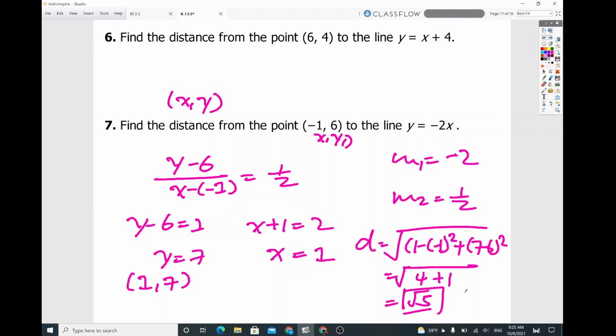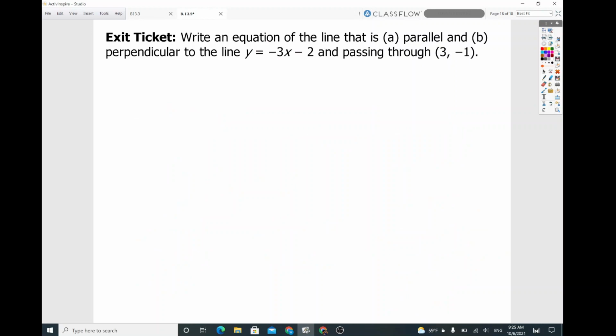For the textbook there's a distance formula from an external point to a line, but there's no need to apply that special formula. So we just want to do it separately. So find a given point first, and then use the distance formula to get that exact same length. So the exit ticket, it's just like what we've been doing. So write an equation of the line that's parallel and perpendicular to the given line passing through the point 3, negative 1. So like the previous example that we just went through.